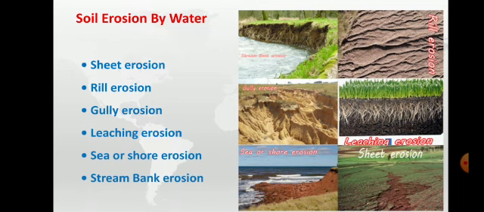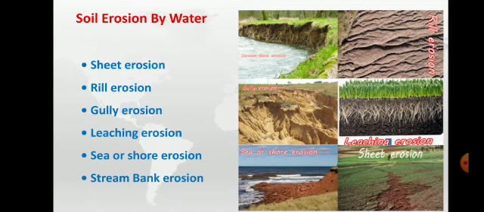Next we'll see sea or shore erosion. The tidal waters of the sea cause considerable damage to the soil along the coast. That is, the powerful waves dash against the coast and break hanging cliff rocks. The broken material is then removed by the retreating sea waves. This type of sea erosion you can see near the eastern and western coast of India.